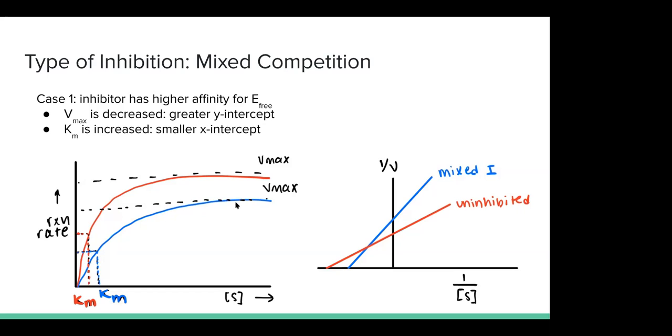I forgot to label the inhibitor on the Michaelis-Menten plot, but the color coding is the same. Blue is with mixed inhibition, red is uninhibited. Does everyone understand?